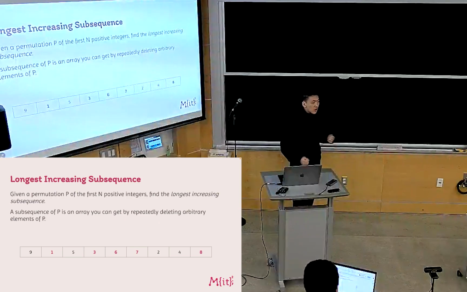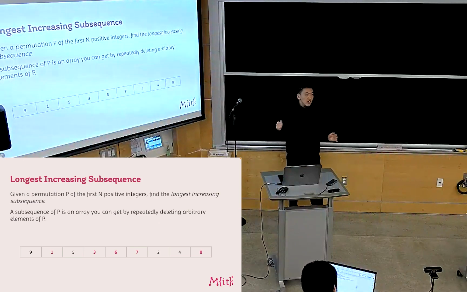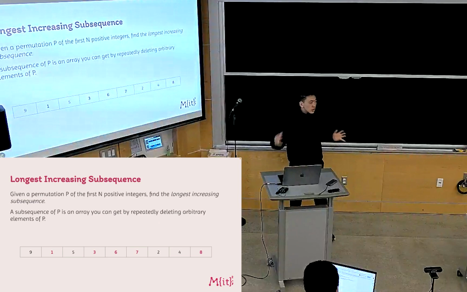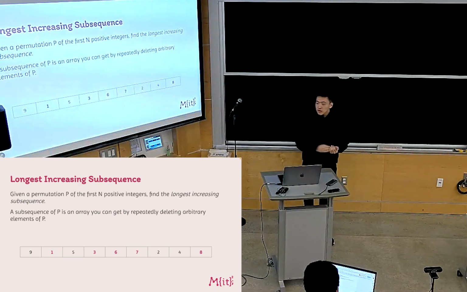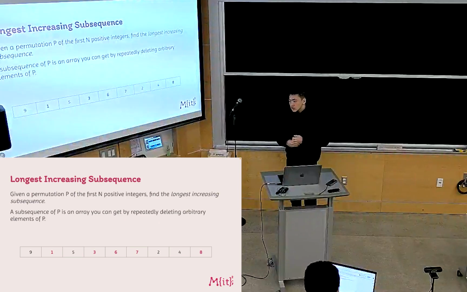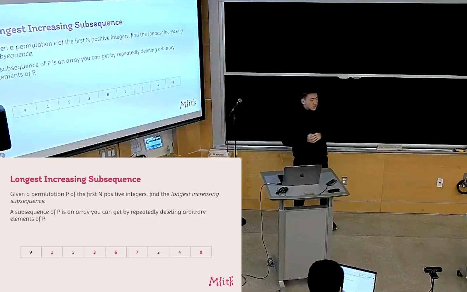So how might we go about approaching this problem? Does anyone have any basic n squared DP ideas for how you might approach this? Yeah? DP[i][j] is the longest increasing subsequence when you consider the first i numbers, and the largest number you can choose from is j.